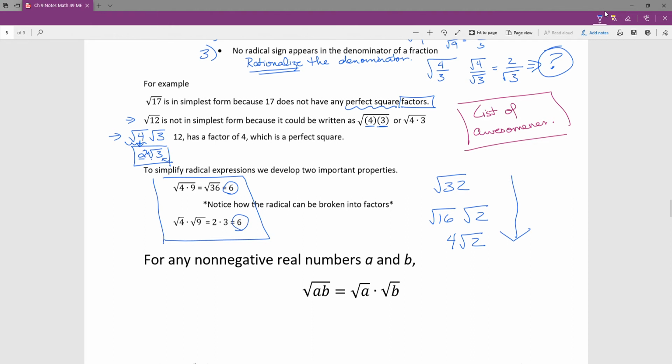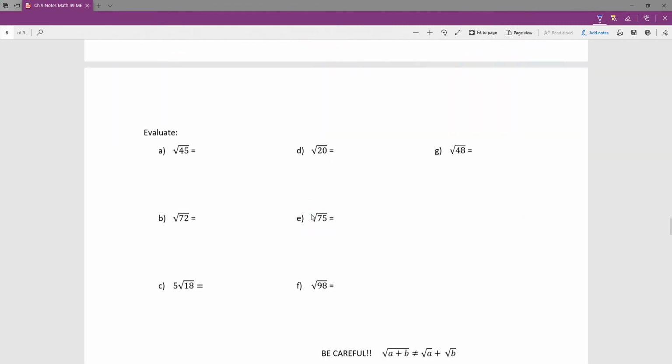So basically, this is the rule. It's kind of like an exponent rule, if you will, to guide our thinking here. It does specify for any non-negative real numbers A and B, so all those things that would give you an imaginary number are excluded. This is going to hold true. So let's try these ones.